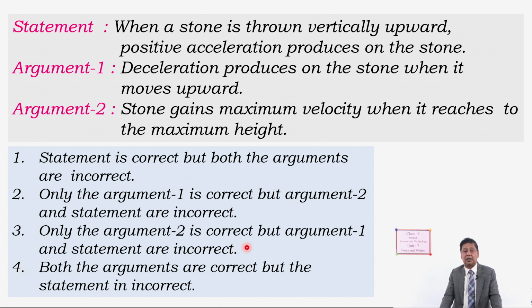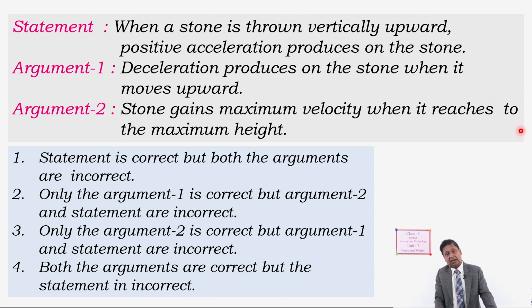Only the argument 2 is correct, but argument 1 and statement are incorrect. This is wrong because argument 2 is not correct. Both the arguments are correct, but the statement is incorrect. This is also wrong. That's why option number 2 is correct, and this is the correct answer of all these statements and arguments.